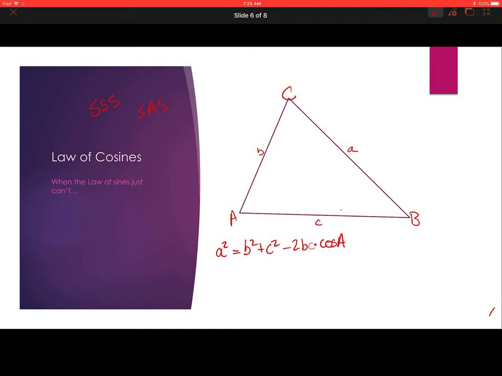Now these are all multiplied right here. It's 2 times b times c times the cosine of A, but we write them next to each other because hashtag algebra. Now notice that this a squared here would be the side length, and the only other time you see a is in the cosine ratio. So the side length is equal to the other two sides squared minus 2 times the two sides times the cosine of angle A. Okay, so that's one form of the law of cosines. This is used to find sides.